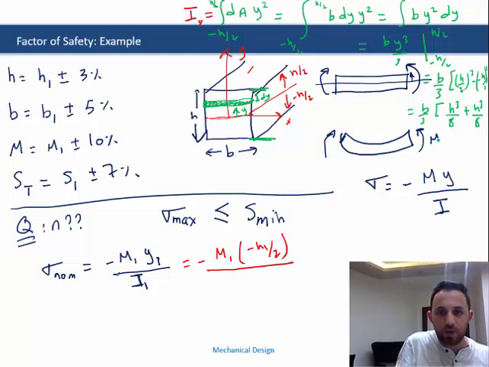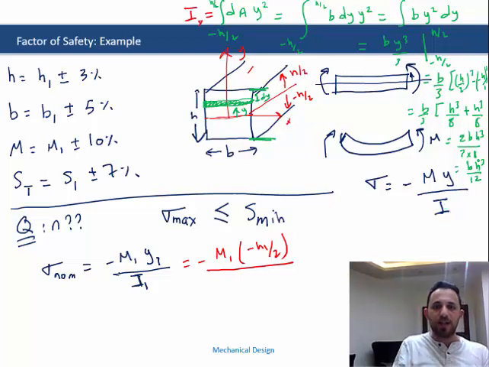That will yield 2 ph cube over 3 times 8, which is equal to ph 3 power 3 over 12. Okay, so this is the second moment of area.